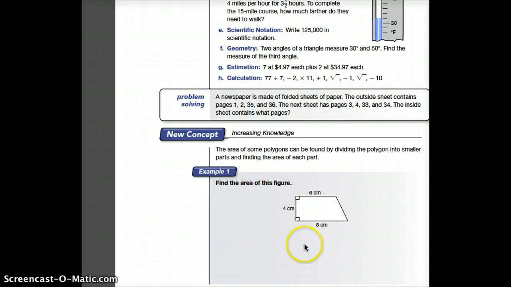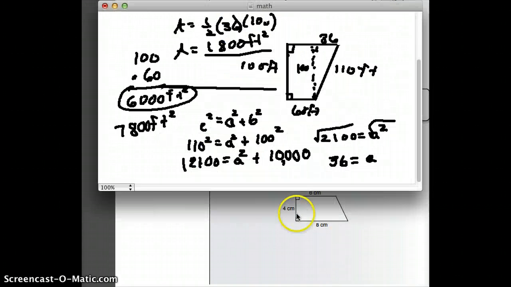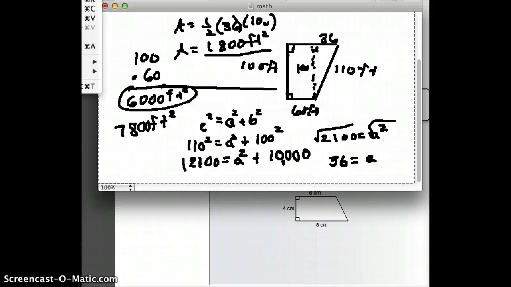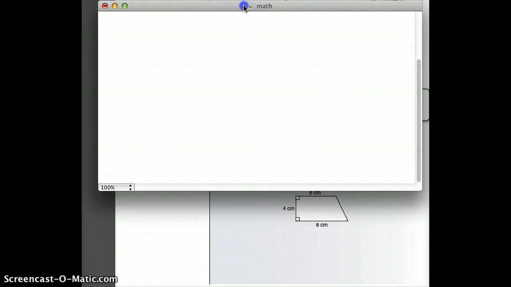So look at the first concept. Let's find the area of this polygon. Notice this polygon is a quadrilateral, meaning it has four sides, but it doesn't have a name. We don't know what this is. It looks sort of like a rectangle, sort of like a triangle, and that's what you do. You cut it into pieces so that you can find the area of each of the pieces, and then you add up the two pieces.